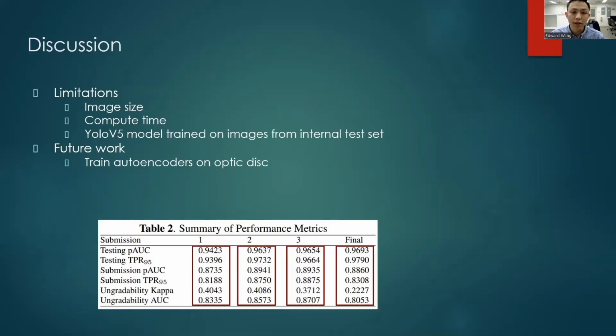Another thing from our end is that the YOLO V5 model was trained on images from the internal test set, and that led to some of the overfitting that you can see in our results. Finally, in the future, we would like to train the autoencoders just on the optic disc instead of the whole image. In hindsight, we should have done it to begin with because we already had the optic discs, but live and learn. So, thank you.